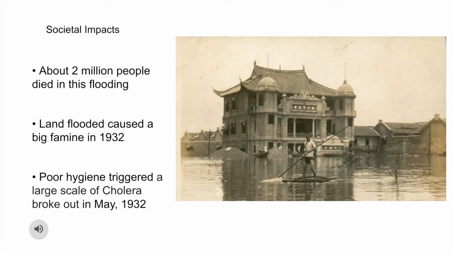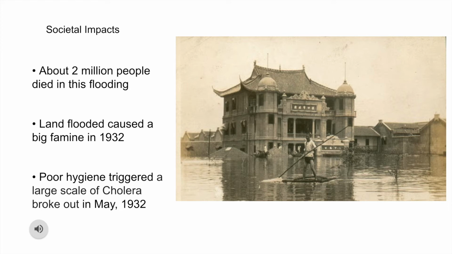According to the data, about 2 million people died in this flooding. Because the flooding happened at night, about 200,000 people were drowned while they were sleeping. The flood destroyed huge amounts of housing and farmland. Moreover, because of the deep water, some high-altitude areas took half a year to discharge the flood. For the low-altitude areas, the situation was much worse. The flood did not subside until the next year.